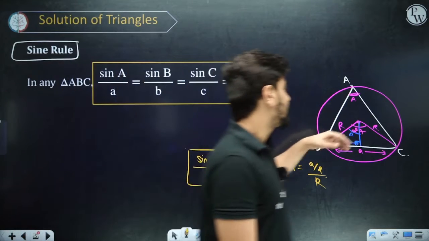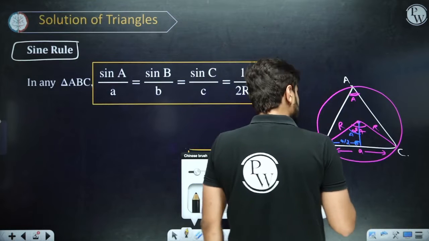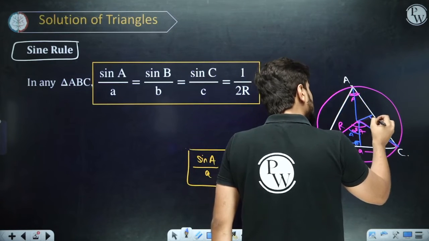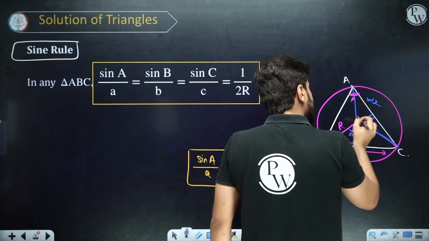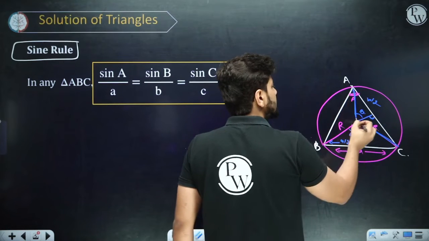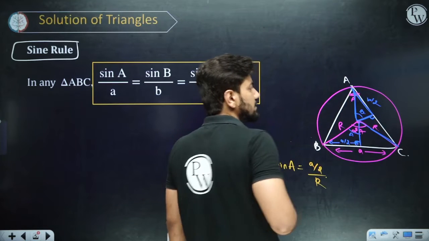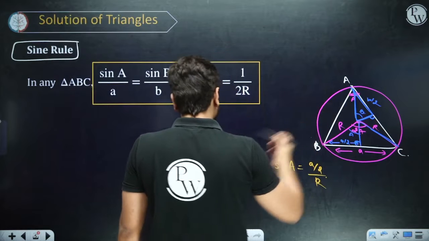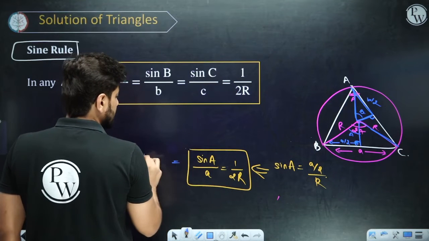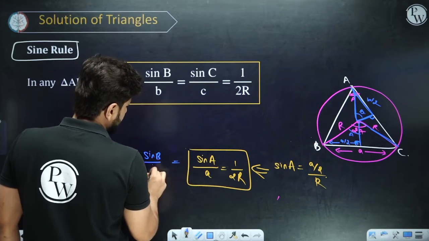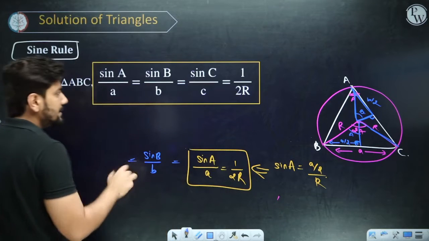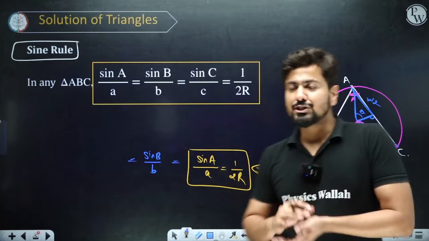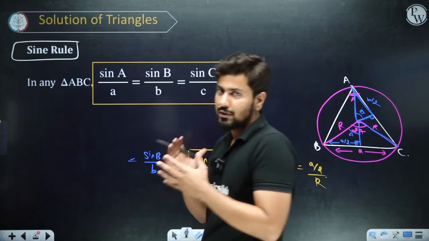In a similar way, we can see from this triangle, just some simple geometry. In this triangle, again drop a perpendicular to the opposite side. This will be b by 2, this is angle B, and now from this triangle, look at sine of B. You will get the same relation, that sine of B upon b is also equal to 1 upon 2R. In a similar way, sine of C upon c is also equal to 1 upon 2R. So this is the derivation behind our famous sine rule.